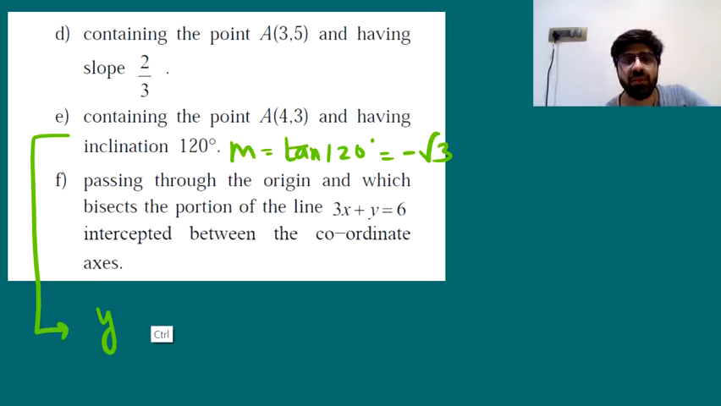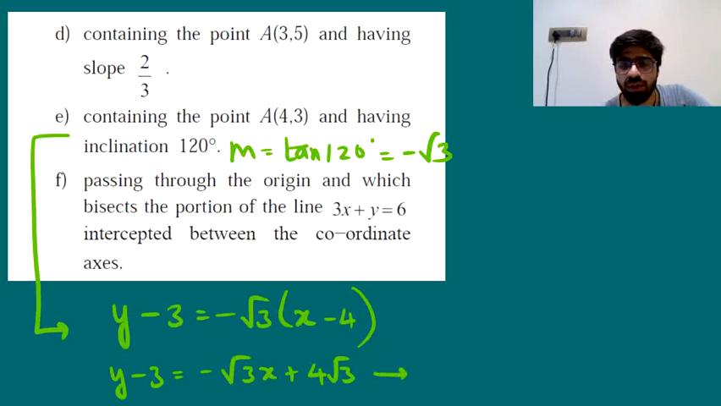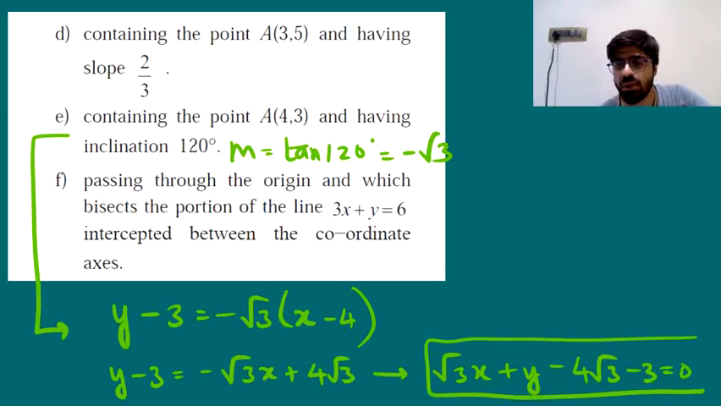Equation of the line will be y minus y1, that is y minus 3, equals m, that is minus root 3, into x minus x1, which is equal to 4. Okay, so we have y minus 3 equals minus root 3x plus 4 root 3. Take everything on the left, so you have root 3x plus y, then minus 3 minus 4 root 3 equal to 0. And yeah, that's the equation of line for part E.